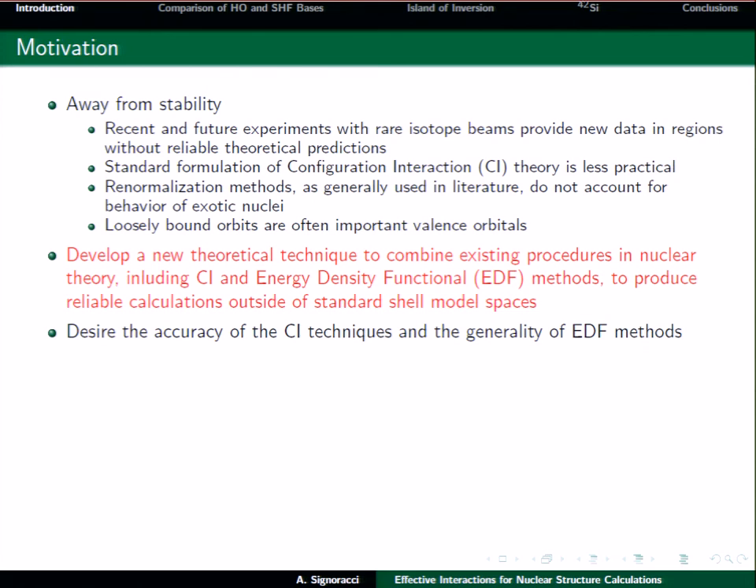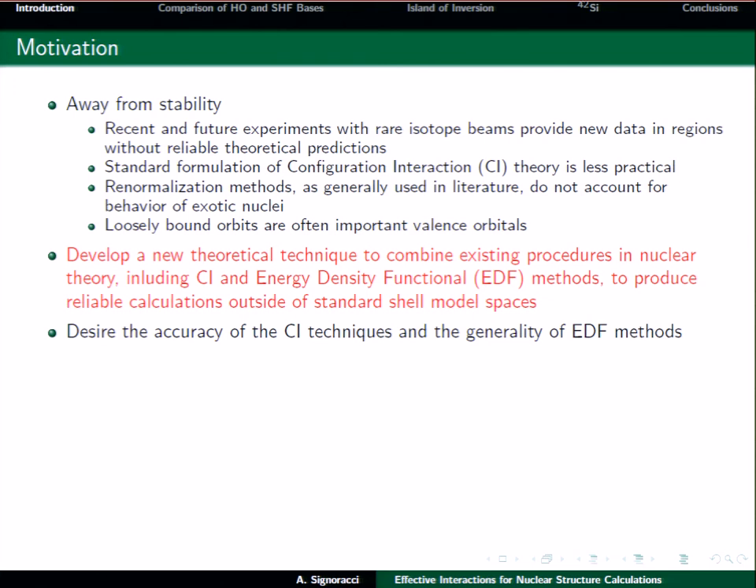So the standard formulation of configuration interaction theory doesn't work as well for exotic nuclei, and specifically the renormalization methods which produce effective interactions for use in a configuration interaction calculation do not account for the behavior of exotic nuclei and instead always use the shell structure I showed on the first slide. This is a problem because loosely bound orbits are often important as valence orbits for exotic nuclei, and they have different behavior than the harmonic oscillator basis, which is generally used.